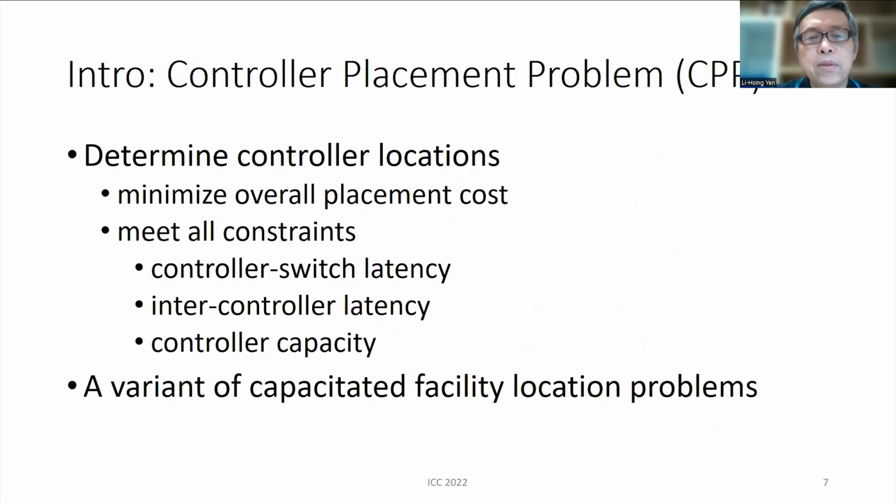So the problem, the controller placement problem, or CPP, is to determine controller locations. The objective is to minimize overall placement cost. However, we should meet all constraints like the controller-switch latency, inter-controller latency, and the controller capacity. This problem is in fact a variant of capacitated facility location problems.